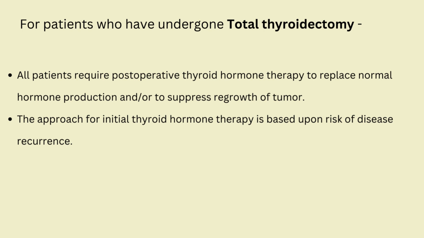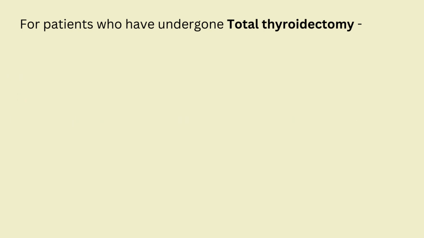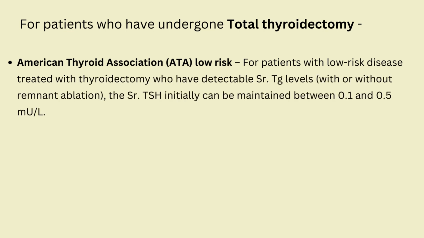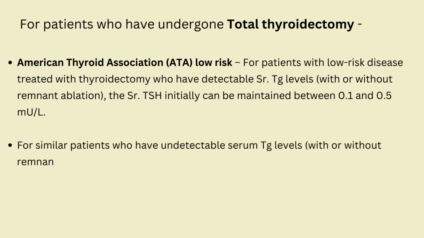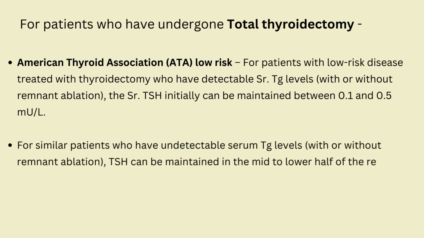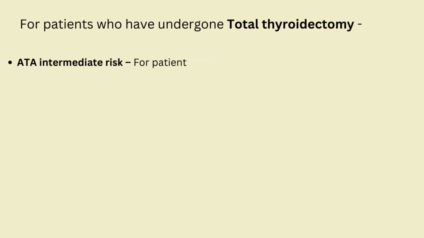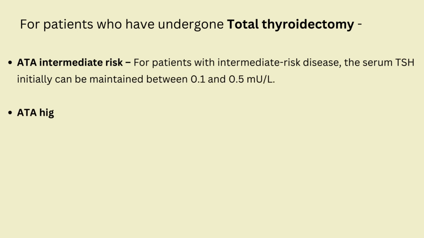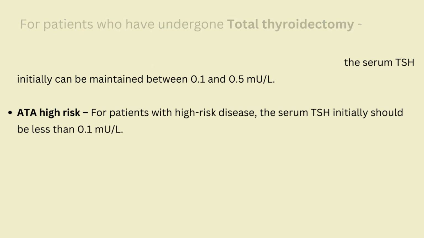This dosage of therapy depends on the ATA risk stratification system. For patients with low-risk disease who have detectable serum thyroglobulin level, the serum TSH can initially be maintained between 0.1 and 0.5 MU per liter. Whereas for patients who have undetectable serum thyroglobulin levels, TSH is maintained between 0.5 to 2 MU per liter. In patients with intermediate risk disease, the TSH can initially be maintained between 0.1 and 0.5 MU per liter, and in high-risk patients, this is less than 0.1 MU per liter.